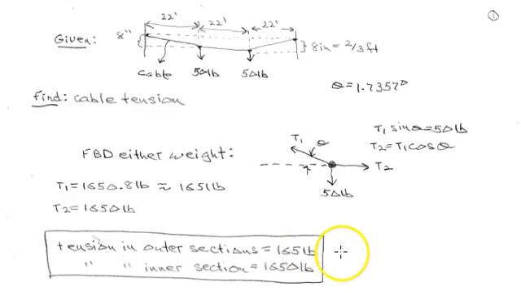So that ends up being the solution, almost 1,600 pounds, 1,650 between and 1,651 on the outer, just to hold up two 50-pound weights. So definitely need a strong cable to do that. And that is it for this example, and we'll come back with another example.